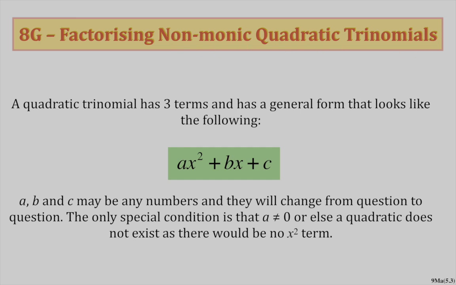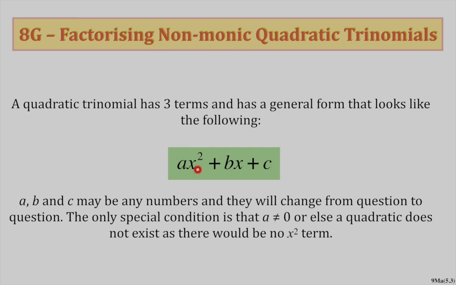So let's just revise. What is a trinomial? A trinomial is made up of 3 terms. What is a quadratic? Well, we know a quadratic has an x squared term. It can have an x term and a number term on the end. They're not compulsory, but they are compulsory if it is a quadratic trinomial.